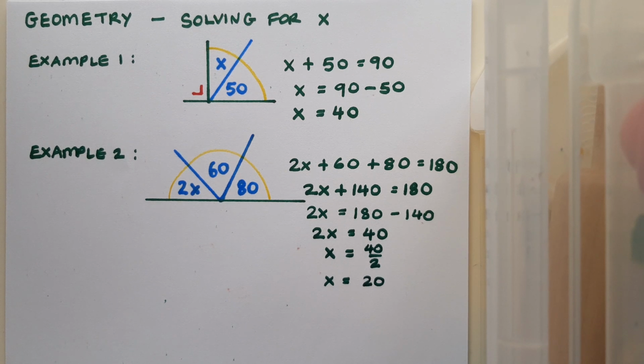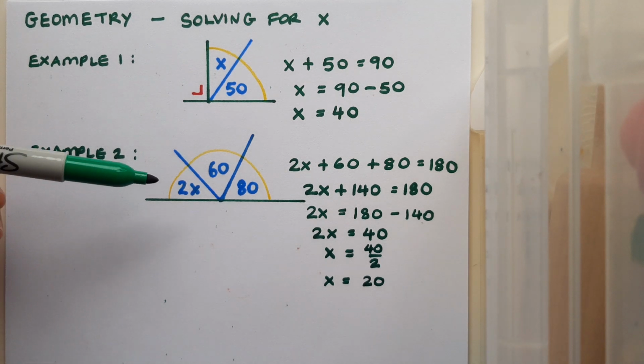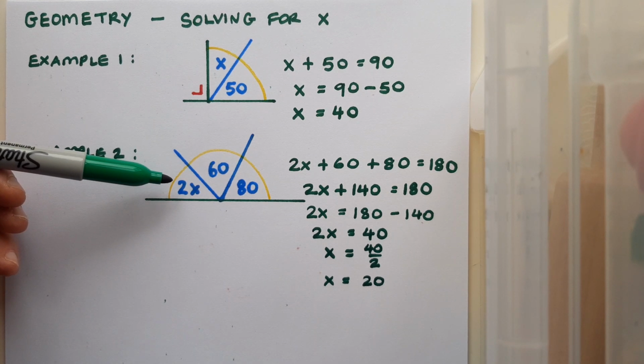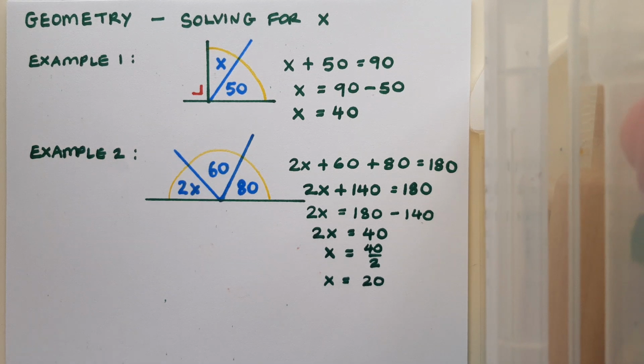I can double check to see if I'm correct pretty easily. This angle is worth 2 x's. That's 40. 40 and 60 and 80 makes 180, so I know that I'm correct.